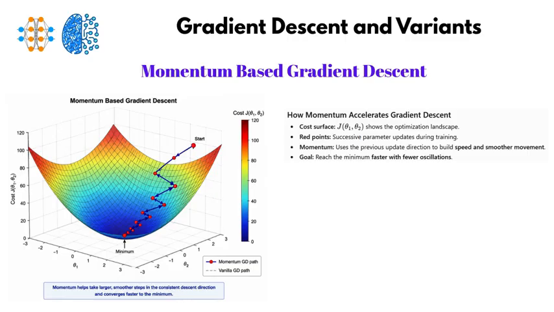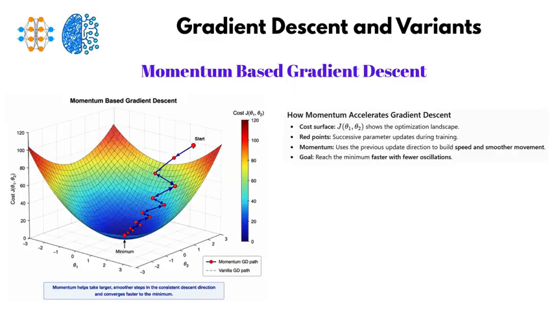We start from the point marked start, and the red points show the successive parameter updates during training. Notice how the optimizer moves down the surface toward the minimum. The important thing to observe is that momentum uses the previous update direction to build speed. So when several consecutive gradients point in a similar direction, their effect accumulates. The optimizer gains momentum and takes larger steps in that consistent direction. This is why the momentum path can move more smoothly towards the minimum instead of making small inefficient movements.